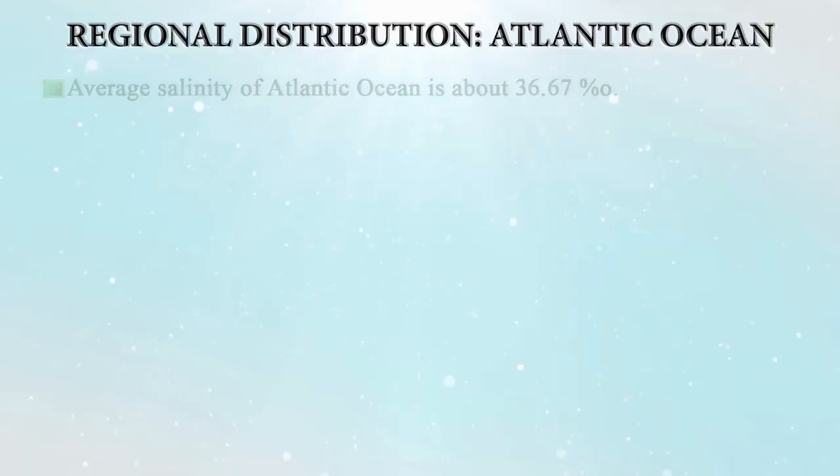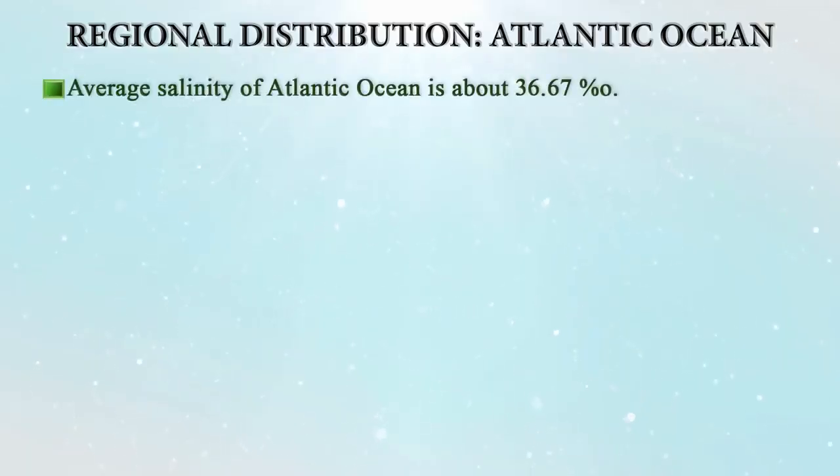Now, let us study the regional distribution of salinity. First start with the Atlantic Ocean. So, the Atlantic Ocean has an average salinity of about 36.67 per thousand. And when we see the world map with the isohalines showing the salinity in different parts of the oceans, after one or two slides I will show you.